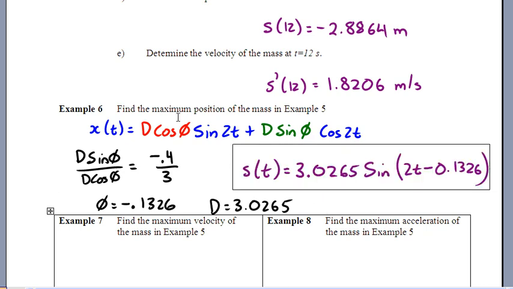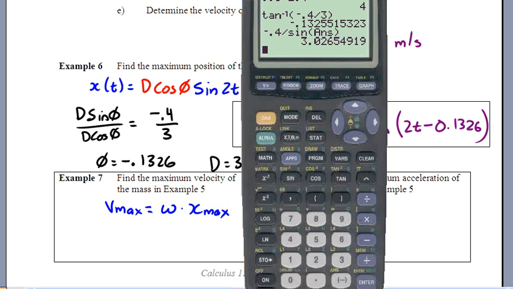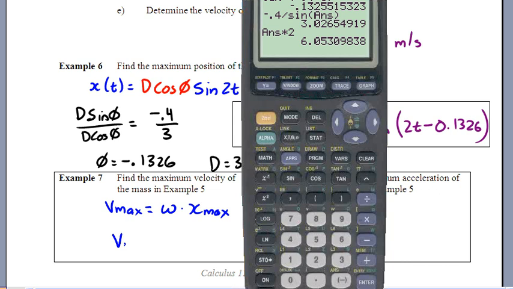And if somebody says, well, what's the maximum position? You want to know the maximum position? It's the amplitude on this single sine function. There's your maximum position, 3.0265. And then if they say, oh, well, what's the maximum velocity? This is actually pretty easy. The Vmax would actually just be omega multiplied by xmax. So it's that 3.0265 multiplied by your omega of 2. Okay, looks like Vmax here would be 6.0531.